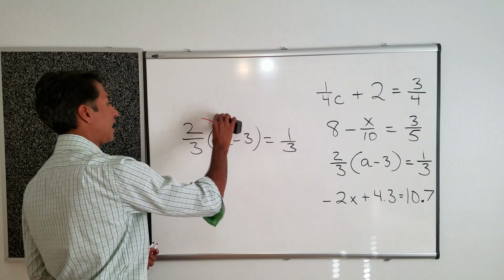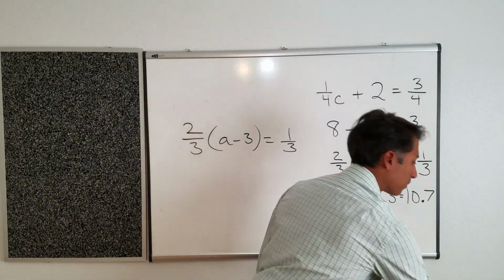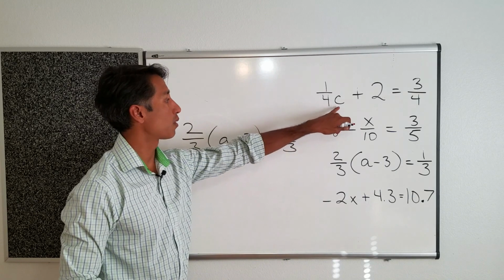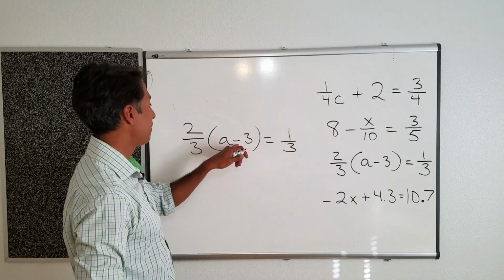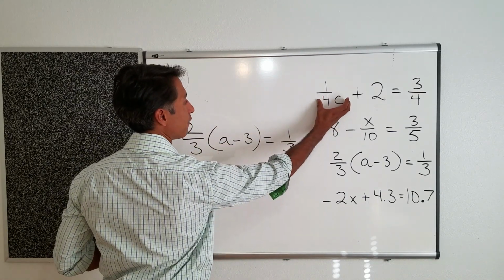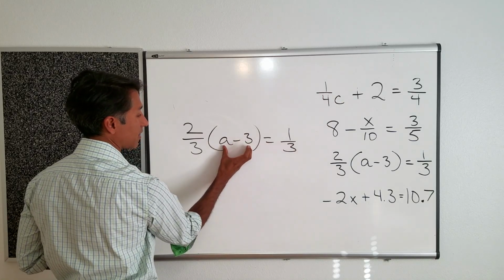We need to get rid of the stuff next to the variable. So whether it's a 1/4 times c or an a minus 3, this is the guy with the variable. This quantity here is the guy with the variable.